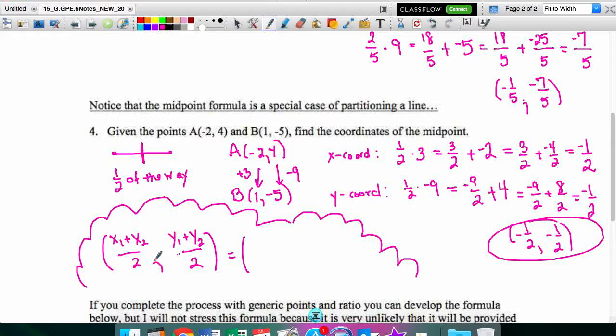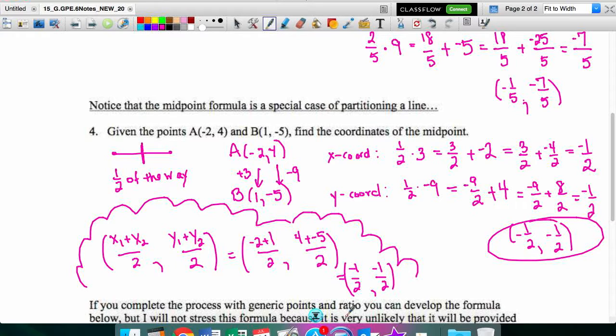So let's go ahead and do that. Our x1 and x2 are the two x coordinates of the points, so -2 plus 1. And we're going to divide it by 2 according to the formula. Next, we're going to add our y values, 4 plus -5, all over 2. If you simplify each of the coordinates, -2 plus 1 gives us -1 over 2. And for our y coordinate, 4 plus -5, we get -1 over 2. So if you notice, our coordinate happens to be the same.